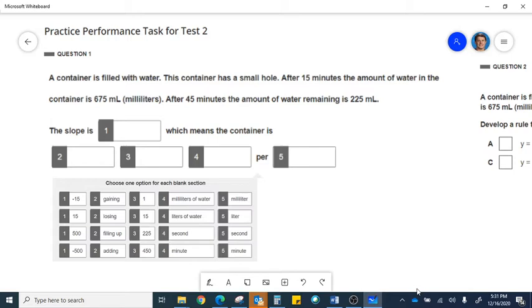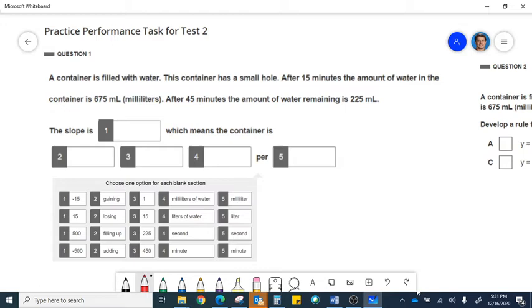This is the performance task for test number 2. I wanted to show this to you guys so that you can get prepared for the test tomorrow and the next day. This is the practice performance task for test 2, question number 1.